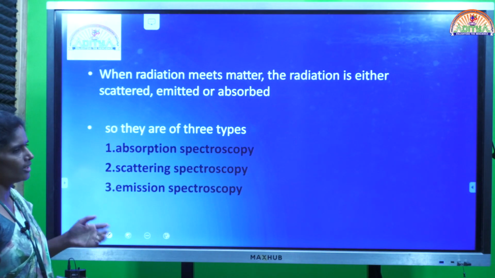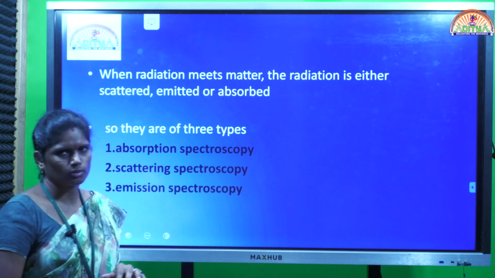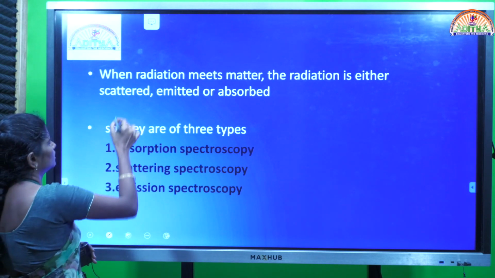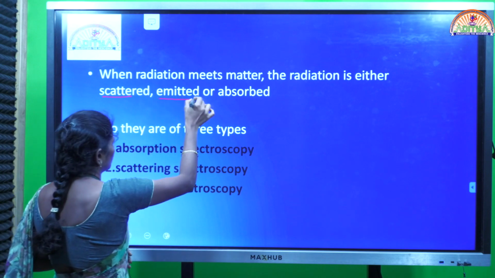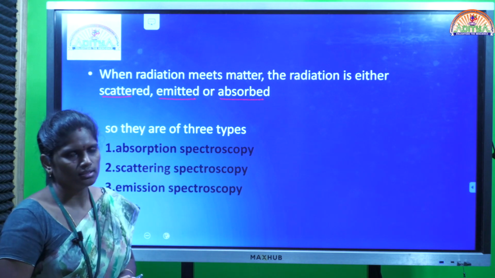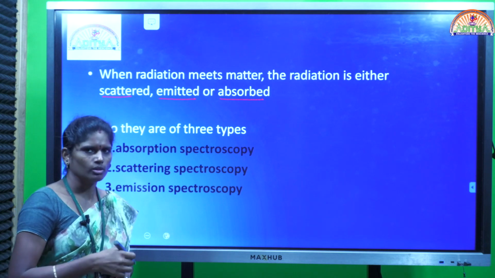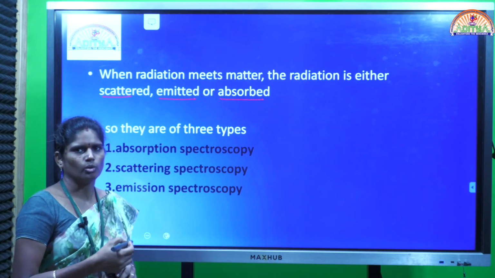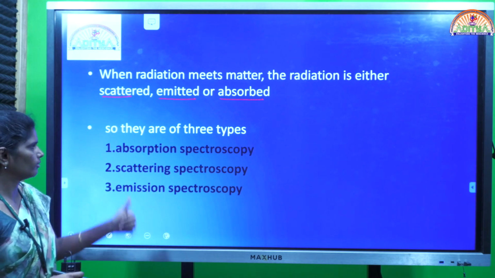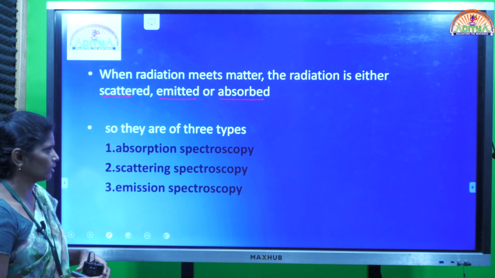So based upon the effect of the radiation upon interaction with the matter, we can also classify the spectroscopic techniques into various categories, depending on whether the radiation is scattered, emitted or absorbed by the sample. When the matter shows absorption, emission or scattering of radiation when it is allowed to interact with the EMR, we categorize spectroscopy into three techniques: absorption spectroscopy, emission spectroscopy and scattering spectroscopy.